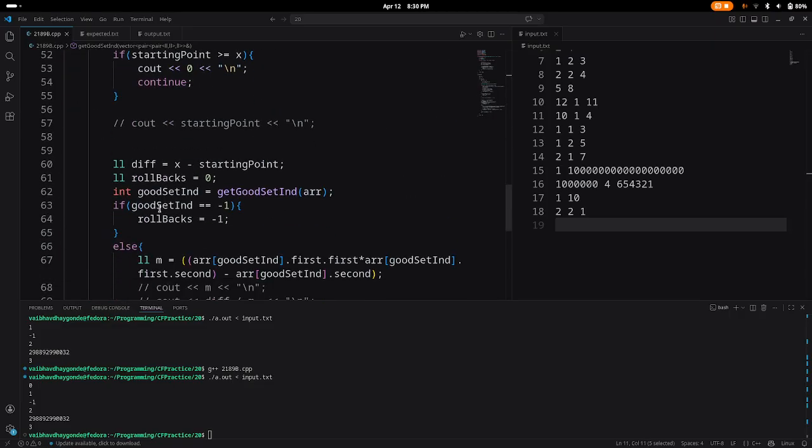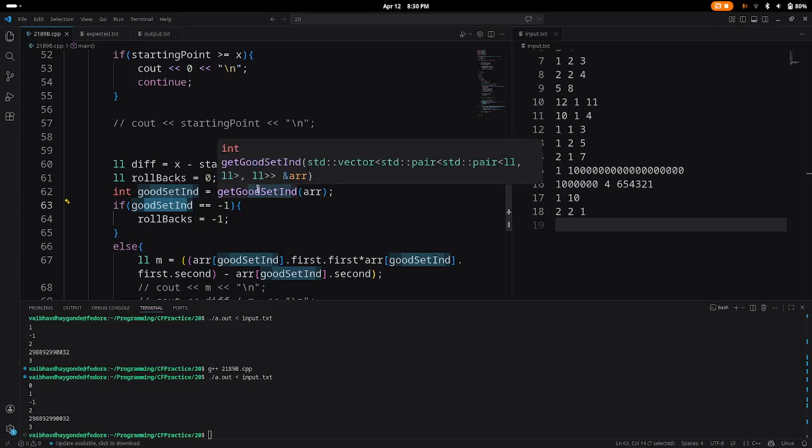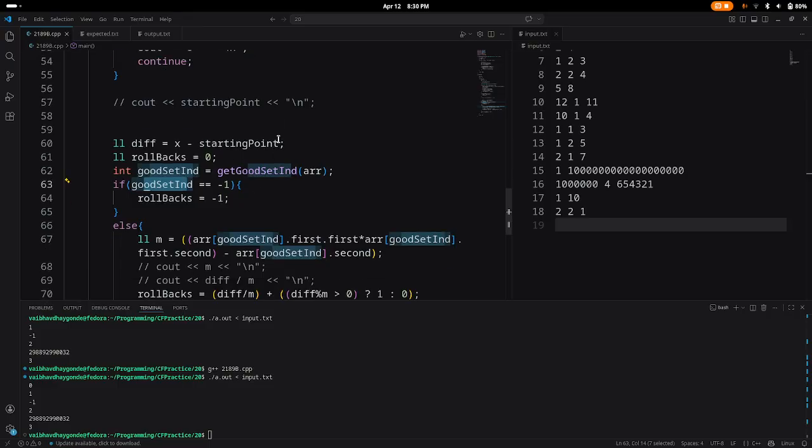And as you can see, good set, what do I mean by good set? The set or the magical jump which has the maximum set jump. So if good set ind is equal to -1, then we can't reach the desired target no matter what. So the rollbacks is equal to -1.